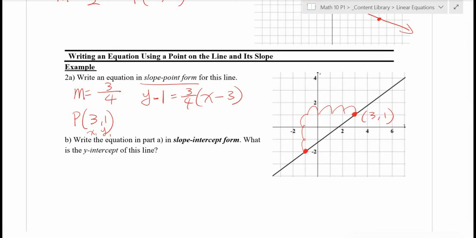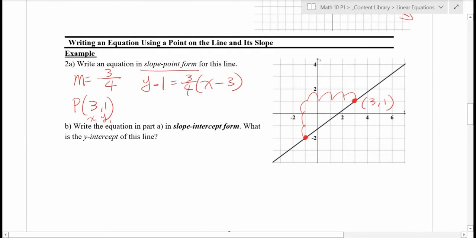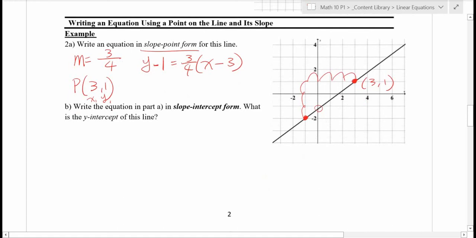Part B says write the equation in slope-intercept form. What is the y-intercept of this line? You can see here, this is not a nice y-intercept. So if we wanted to write this equation in slope-intercept form, we can't do it right away because we just don't know what that is. However, if we come up with the slope point form first, then we can come up with the slope-intercept form.